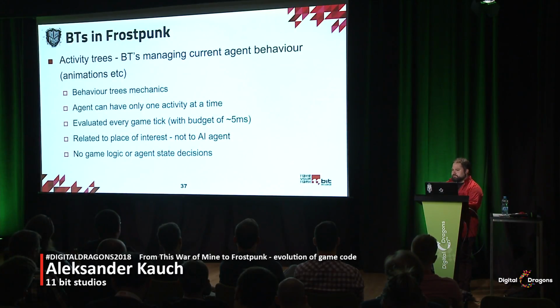We budgeted it for 5 milliseconds. It was more than enough. So at every frame, 5 milliseconds were sacrificed for the agents' AI. And they are not related to an agent. They are related to a place of interest. So, for example, a construction site has an activity tree, and when a citizen goes to construct a building, it uses the activity tree connected with that construction site or any other point of interest.